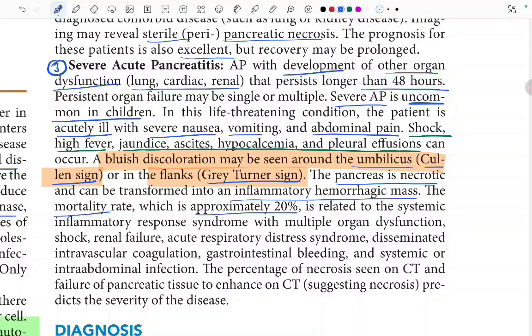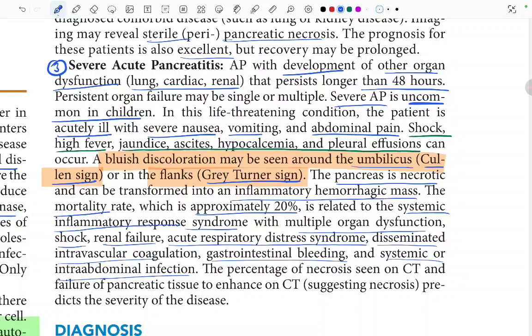It is related to what? That is something called the SIRS, that is systemic inflammatory response syndrome with multiple organ dysfunction. Shock, renal failure and acute respiratory distress syndrome, disseminated intravascular coagulation, gastrointestinal bleeding and systemic or intra-abdominal infection.